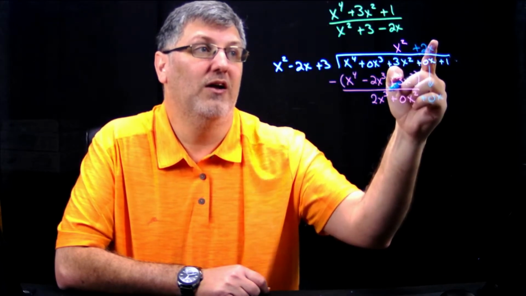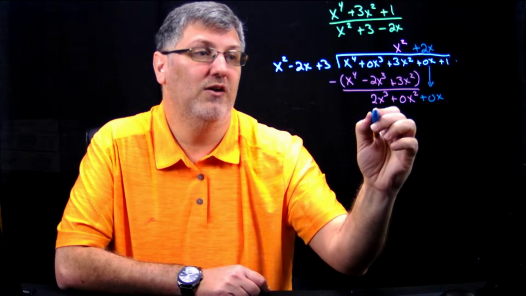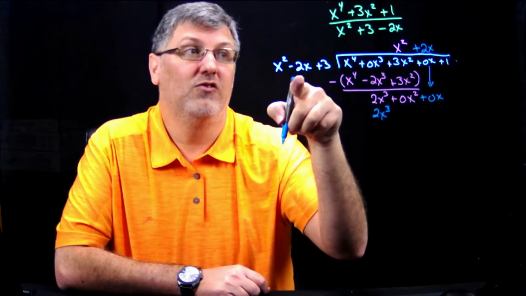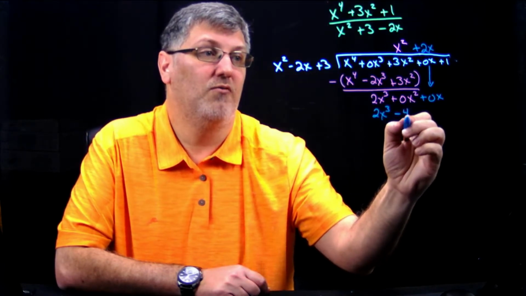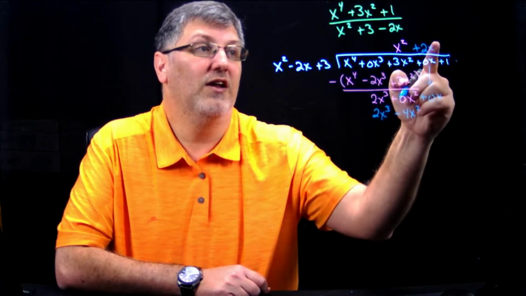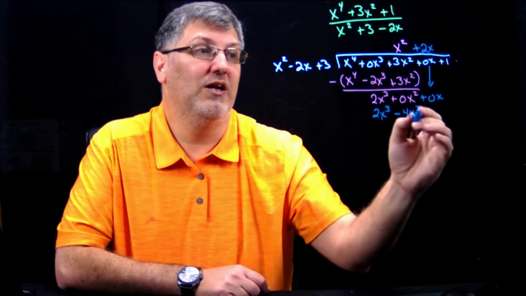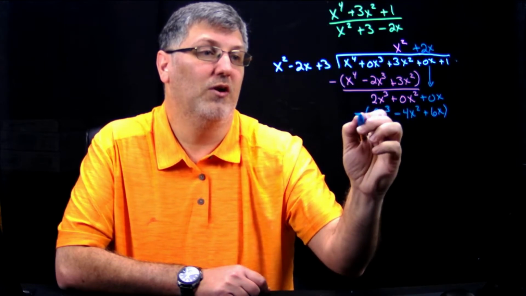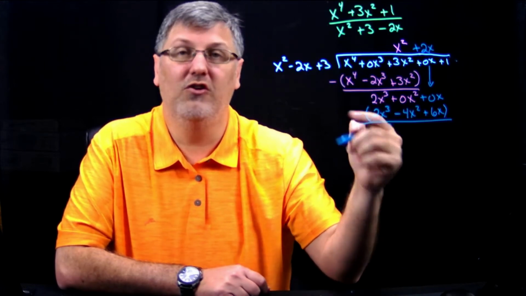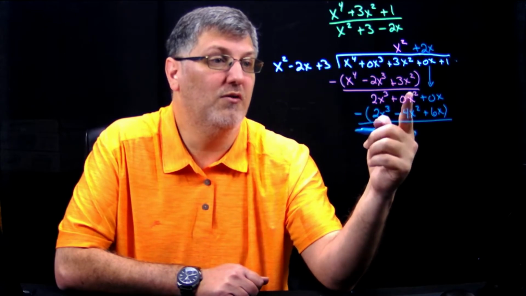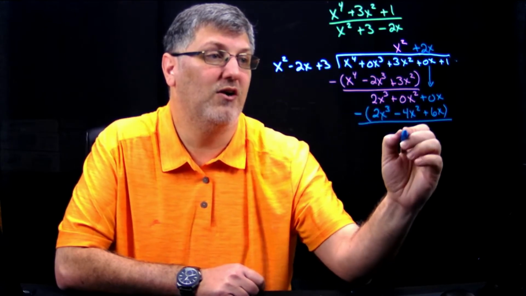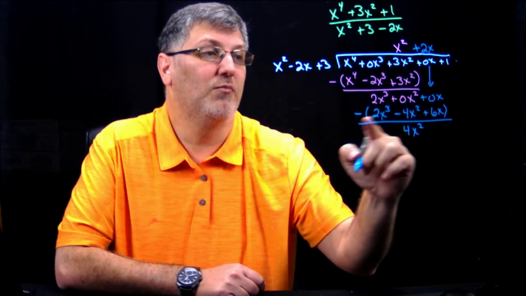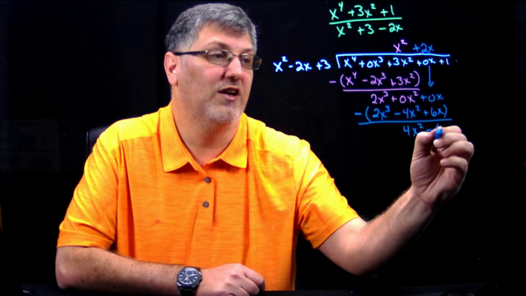And I want to multiply. 2x times x squared gives me 2x cubed. 2x times a negative 2x gives me a negative 4x squared. And then 2x times 3 gives me a positive 6x. And then we're going to subtract. 2x cubed minus 2x cubed, well, that's 0. 0x squared minus a negative 4x squared gives me just 4x squared. And then 0x minus a 6x is a negative 6x.